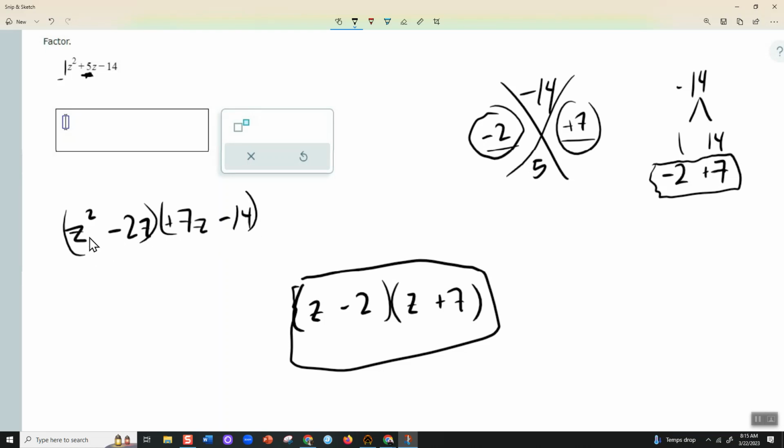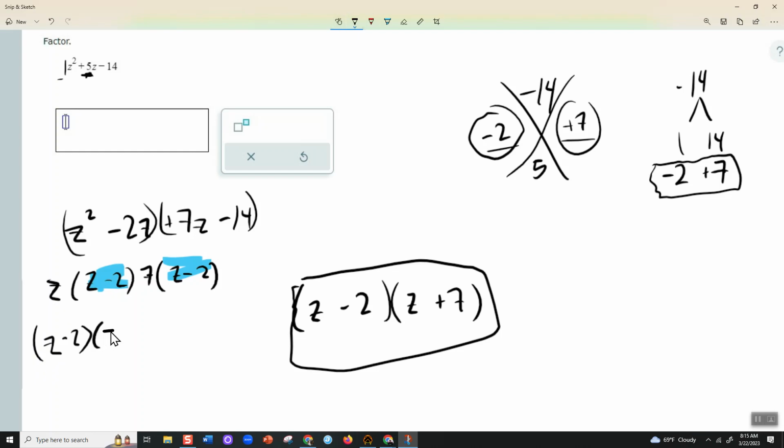You can see the greatest common factor here is z, and I end up with z minus 2. And the greatest common factor here is 7, positive 7, and I end up with z minus 2 again. That gives me that common binomial of z minus 2. And I just pull that out, put it on the outside, z minus 2, and I end up with a z plus 7. That's the longer way of doing it. You can see I get the same answer, z minus 2 times z plus 7.